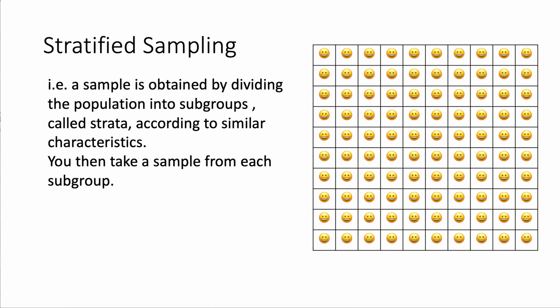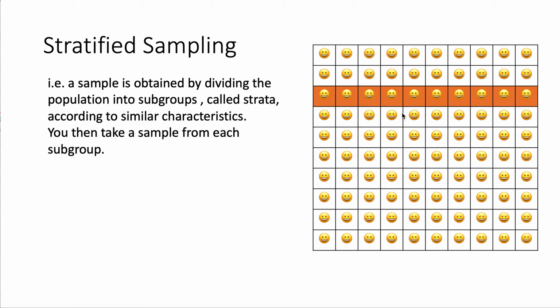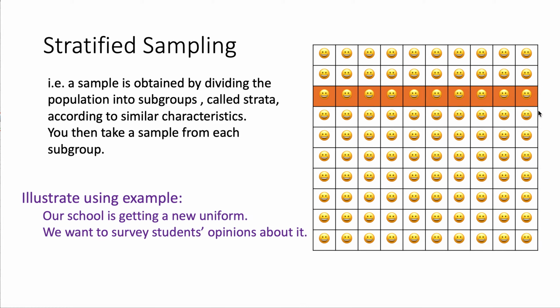Okay, stratified sampling is where you divide the population into subgroups called strata, right? Just like strata in the earth or strata in the stratosphere, atmosphere, according to similar characteristics, or probably the word homogeneous is a better description here. Then you take a sample from each group. It's hard to illustrate in my diagram here, but basically I could choose all of those people. Basically, this example might explain it better.